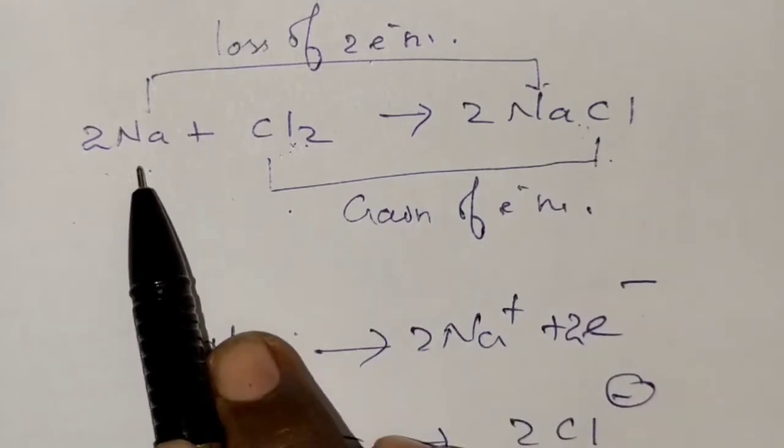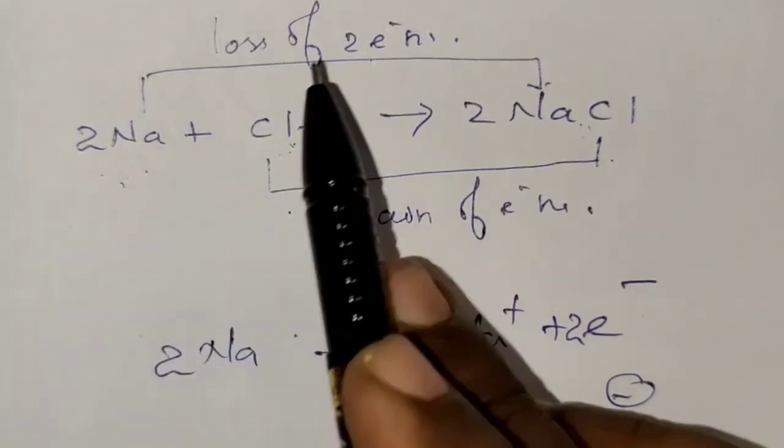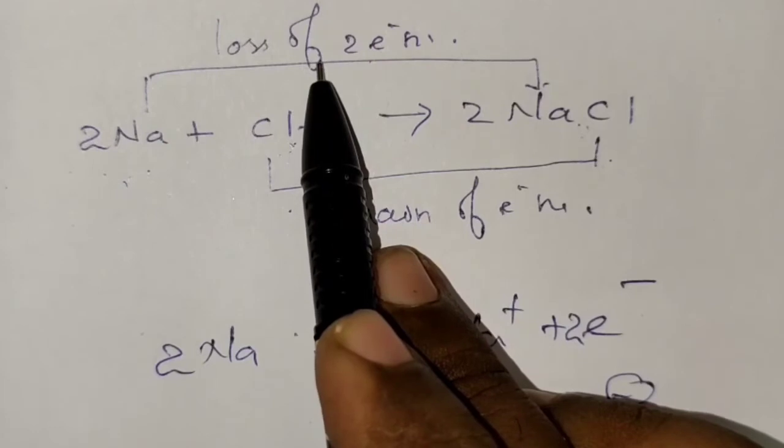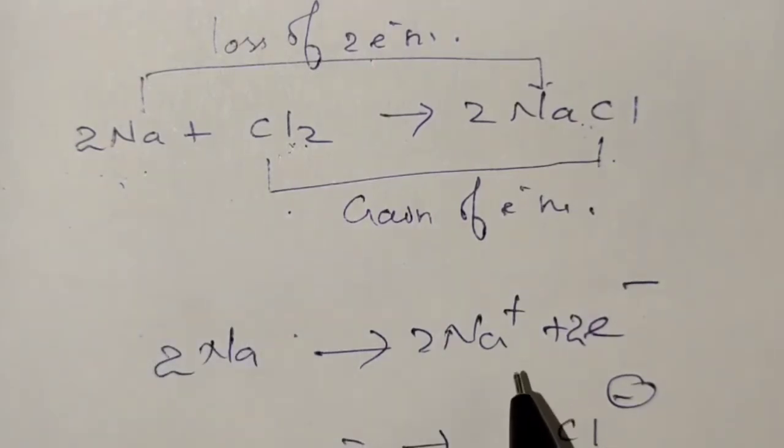But as per our definition, we know sodium undergoes oxidation. But what is going on inside sodium? Losing of electron. Therefore, the oxidation can also be defined as loss of electron. In a chemical reaction, if electrons are lost, that reaction is called oxidation.